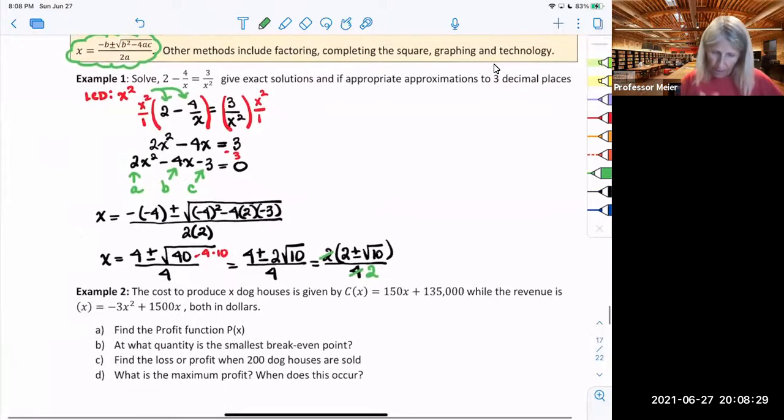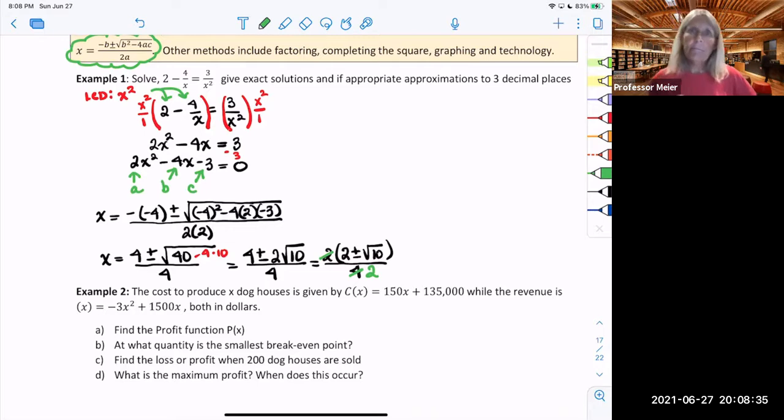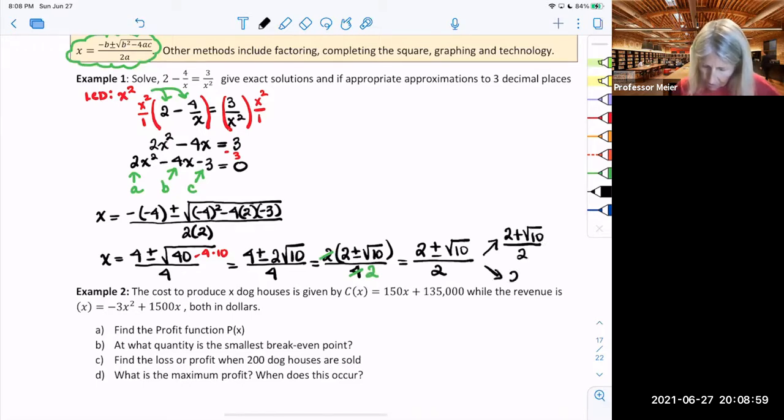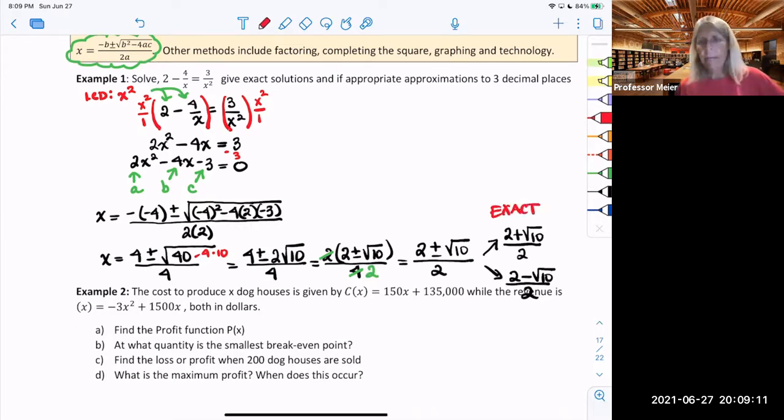Now, the directions did say give exact solutions and, if appropriate, decimals to 3 places. Okay, so let's get the exact answer. So reducing here, I end up with 2 plus and minus the radical 10 divided by the 2. So let's write them as 2 separate answers. You could write this as 2 plus radical 10 divided by 2, and then the other answer 2 minus radical 10 divided by 2. All right, those are the 2. These would be the exact answers, right?